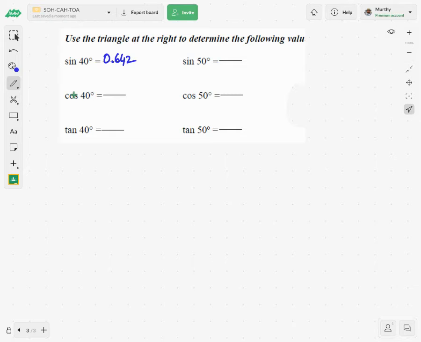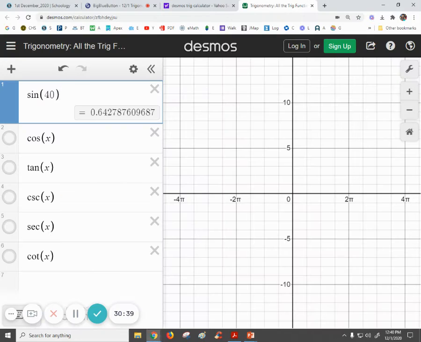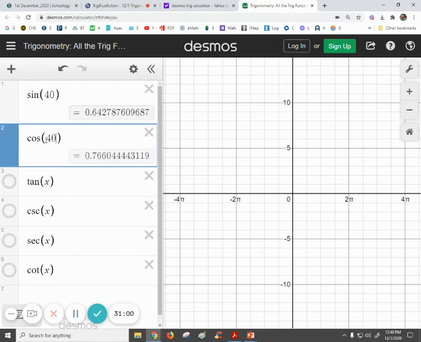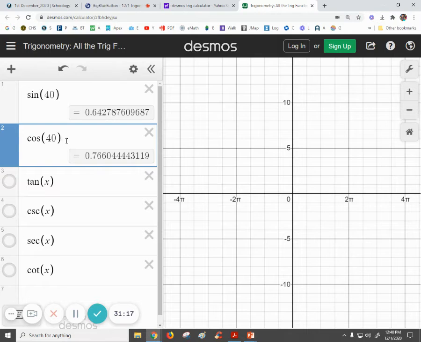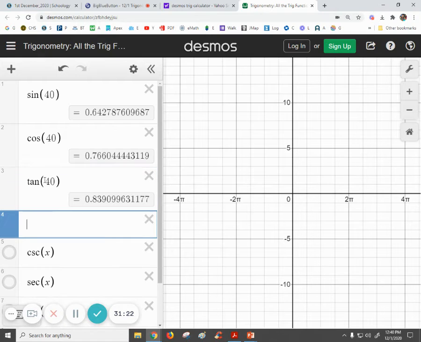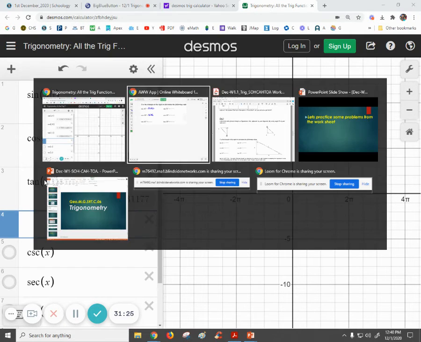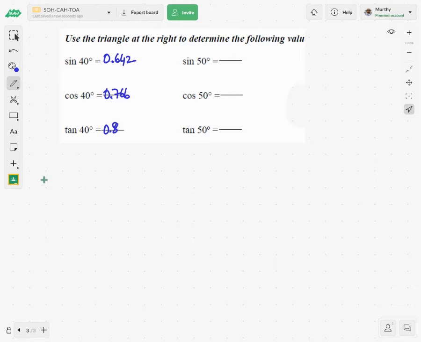Okay, let's say cos 40. So again, let's go back to this one. Cos 40 means in the place of x, you type cos 40 degrees. It is 0.766. Anyhow, in the next class, I'll explain how we are going to use these angles. Next, tan 40 degrees. So you type tan 40 degrees, 0.83. So quickly, a few important things.